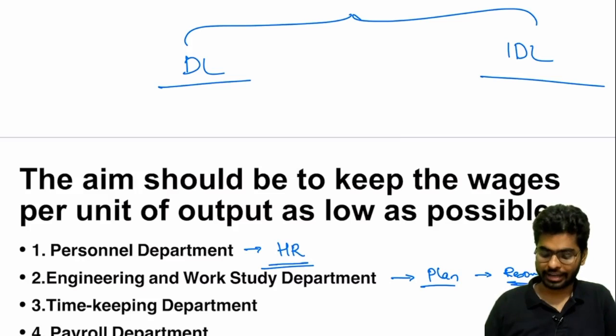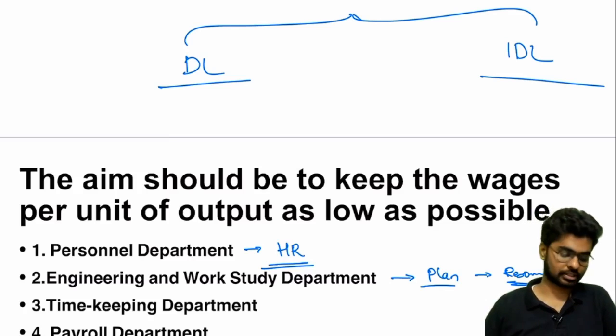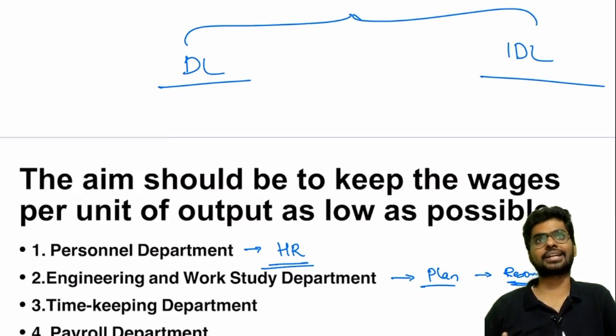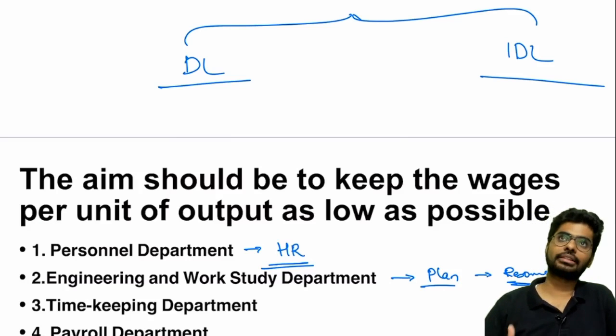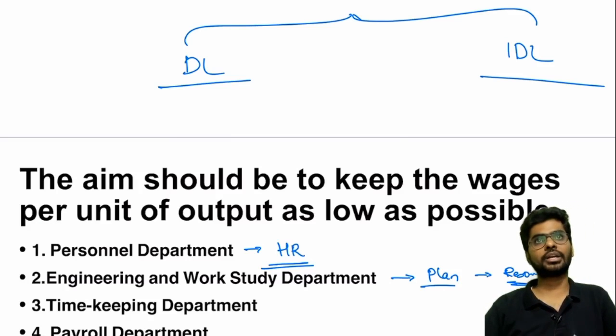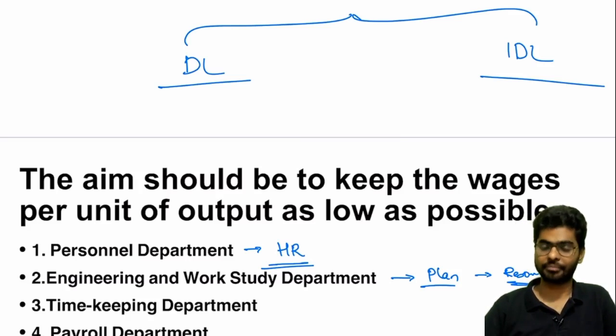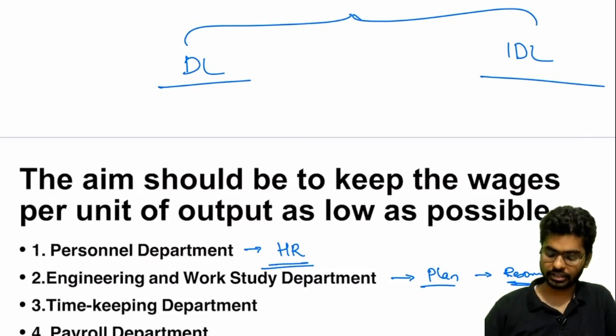And once you hire them, you have to make sure that you are giving them adequate training for the job, and you have to evaluate their performance. So the personnel department is my HR department. They make sure that they recruit the right employees, give them proper training, and maintain all the records of the employees. Are you all clear with this?